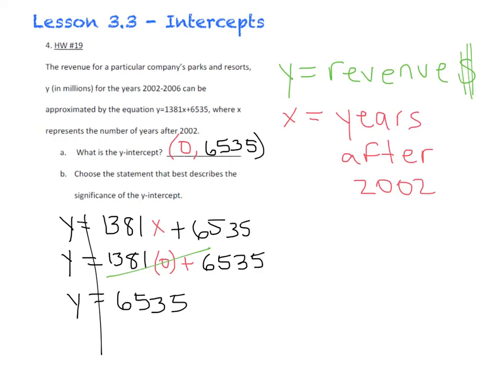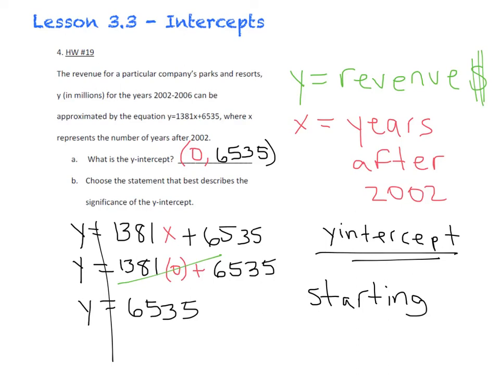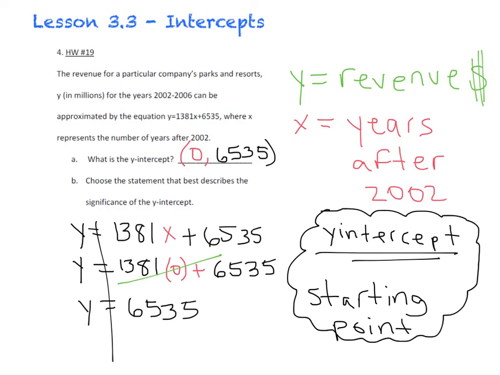Okay, so let's talk about the real world significance of what the y-intercept typically means. In word problems, if you're dealing with the y-intercept, here's what it means, and I would highly suggest to write this down. The y-intercept almost always means the starting point. I would write that down, I would highlight it, I would circle it.